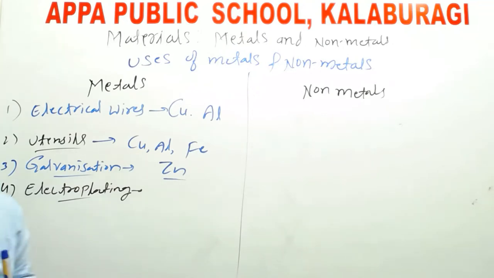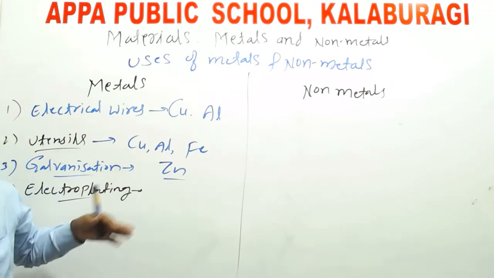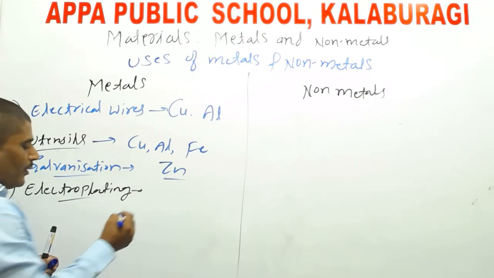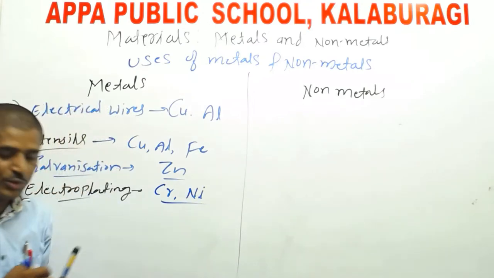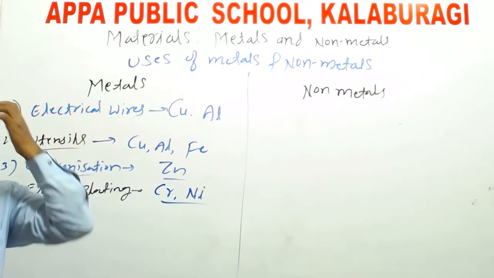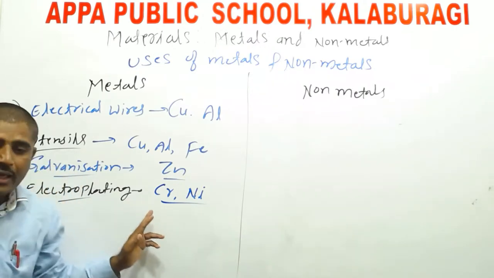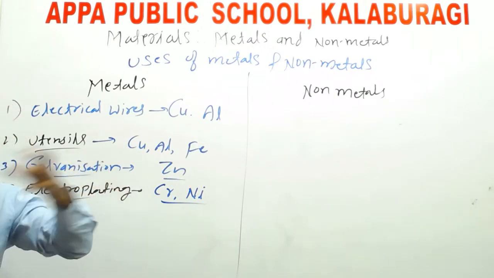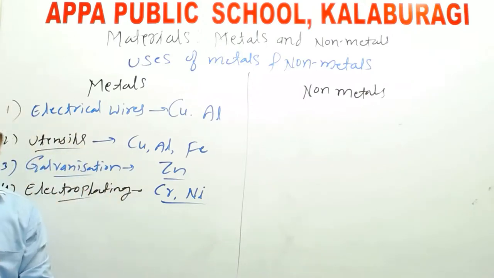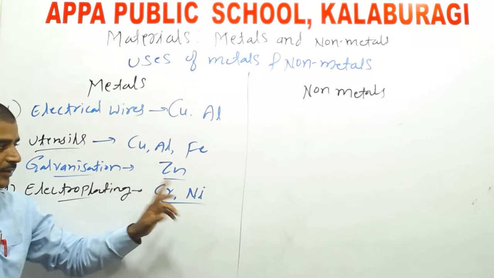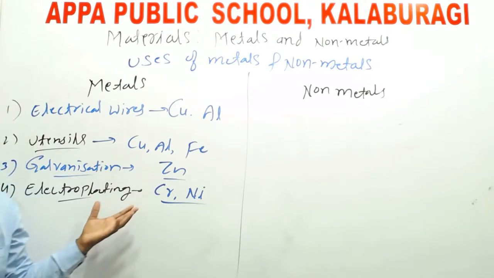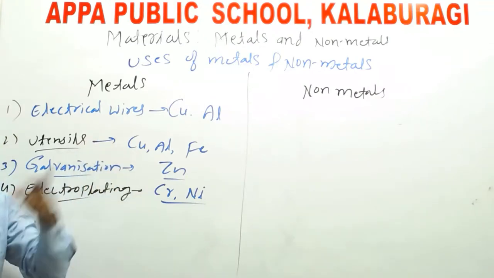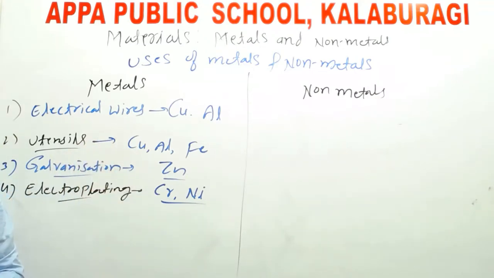Yes. Next, fourth one, electroplating. Electroplating means again the same as galvanization. In electroplating we use chromium and nickel. These are the two metals we use in electroplating. We coat these metals over some of the metals which require it. Zinc, chromium, and nickel are costly metals, and we cannot purchase each and every thing from them, so instead we coat it.